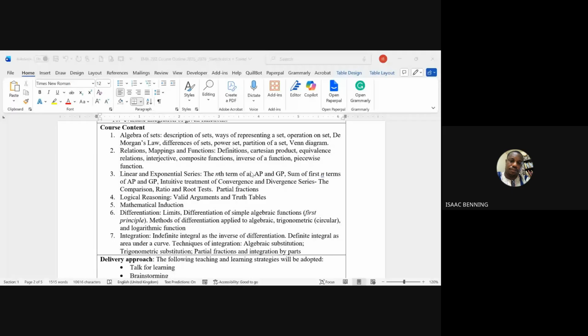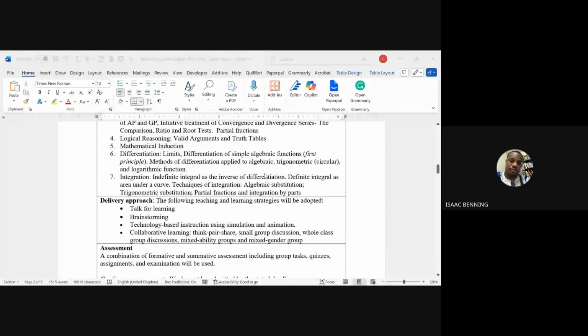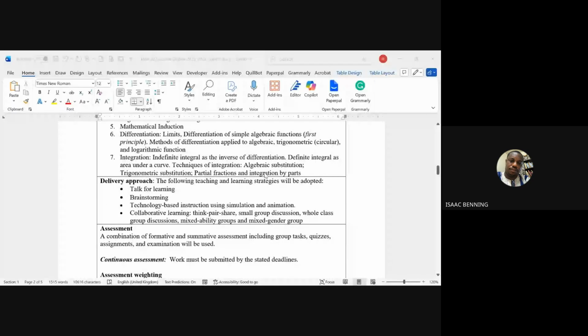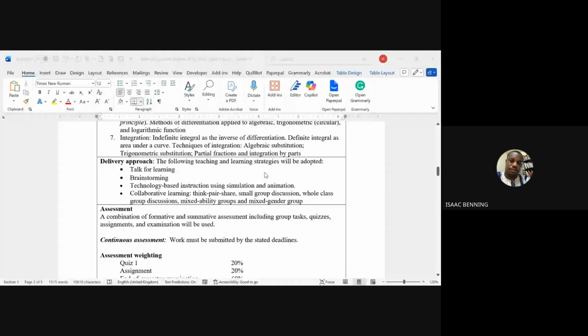In addition to the slides that I will give to you. So our instructional approach is going to involve talk for learning, brainstorming. We shall also use some simulation and animation, with technology based instruction. We shall also include collaborative learning, think, pair, share, small group discussion, whole group discussion.